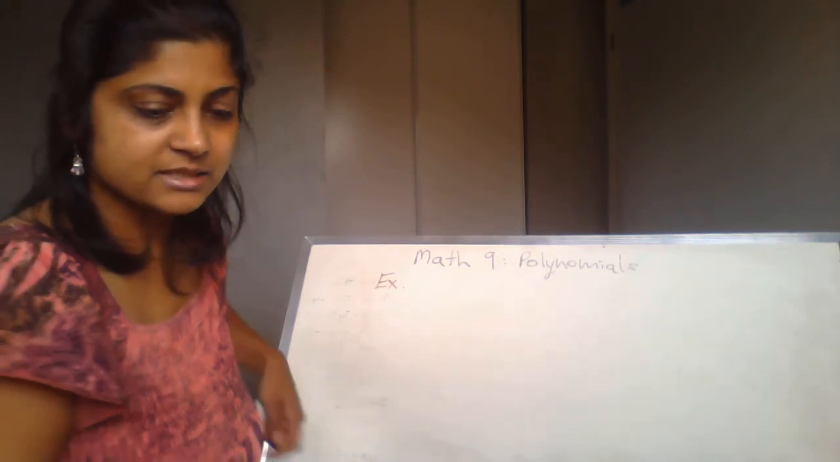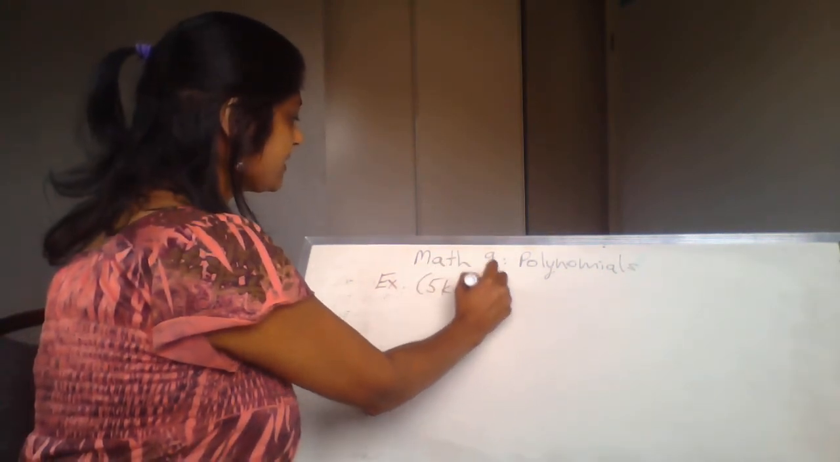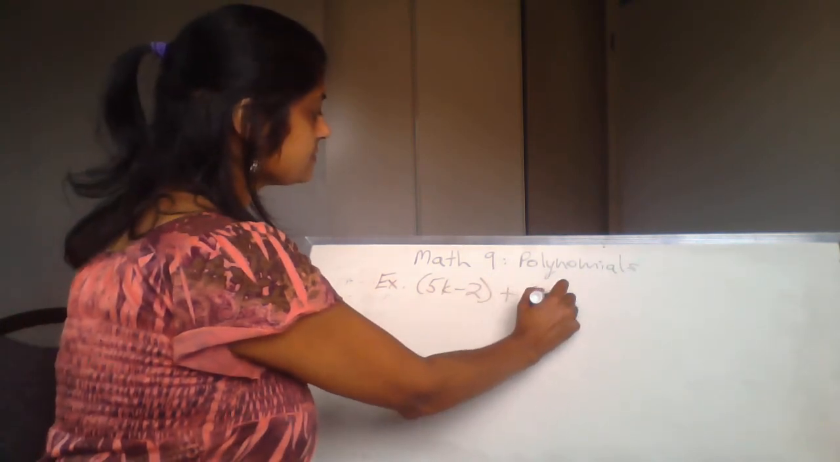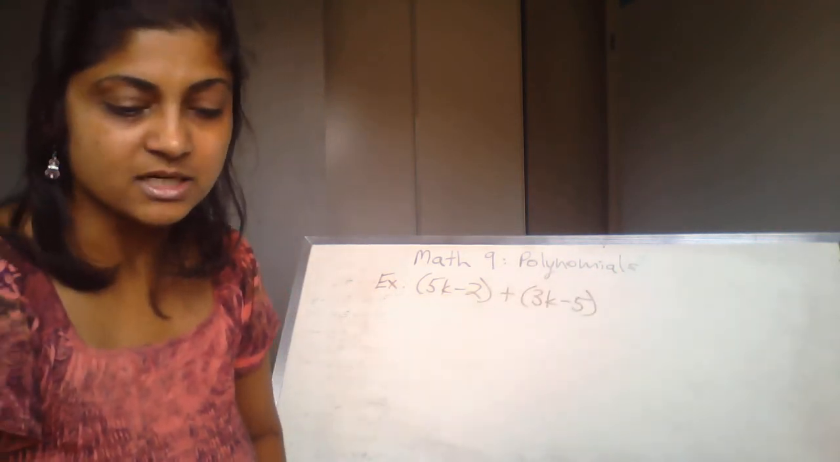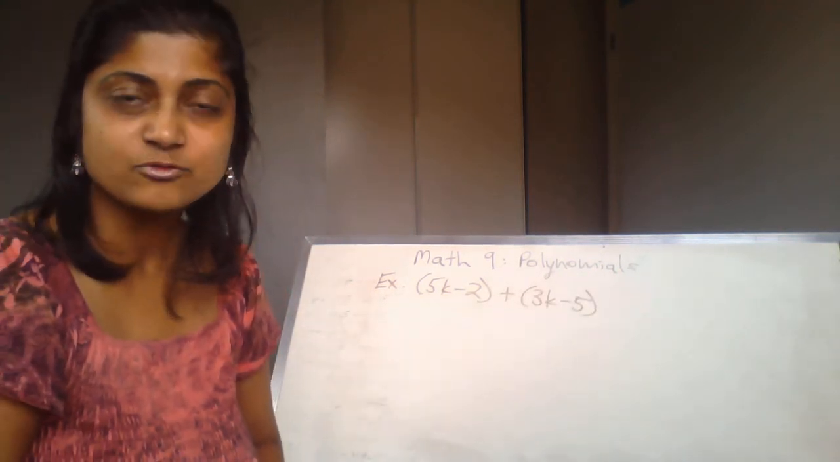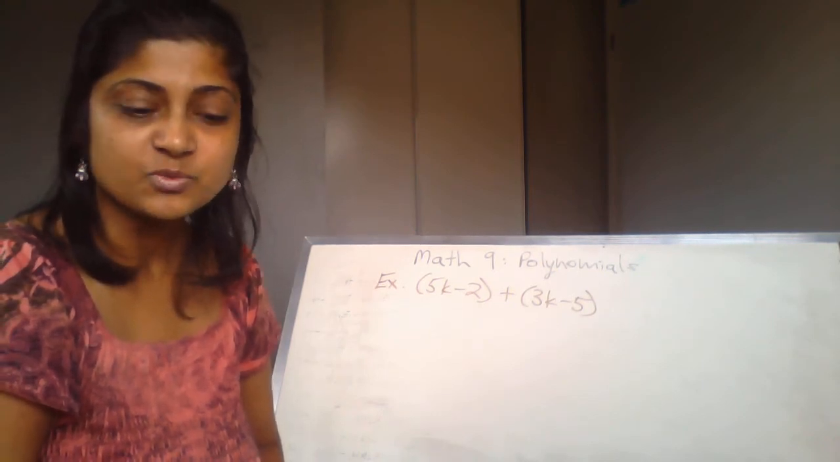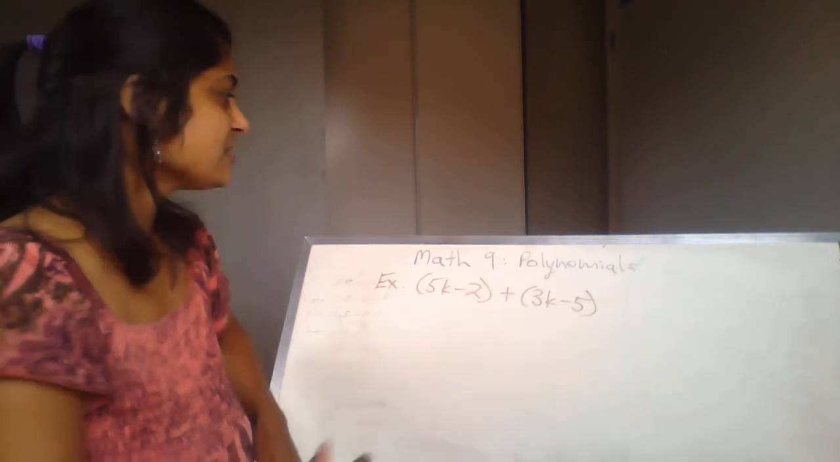Alright, so let's try this one. It actually has some negative signs here. So we're going to do 5k minus 2, okay, plus 3k minus 5. Okay, so don't worry about the actual like signs and stuff. We're going to use the same method. Always just make sure you're checking as to whether you're adding or subtracting the polynomials. Okay, so in this case, I'm adding the polynomials.